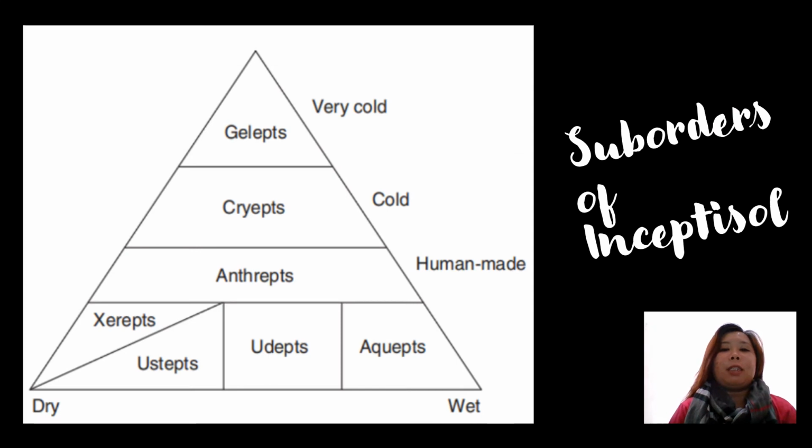For the suborders of inceptisol, we have the following. The aquepts, which has a water table at or near the surface for much of the year. Next we have is the gelepts. Gelepts is common in very cold climates with an annual mean temperature of less than 0 degrees Celsius. For the cryepts, these soils are common also in cold climates with an annual temperature between less than 0 degrees Celsius to 8 degrees Celsius.